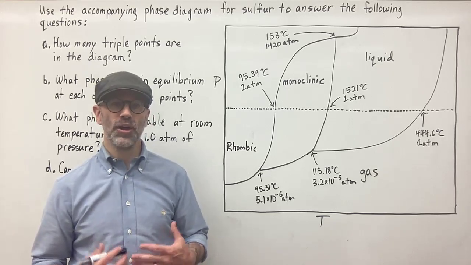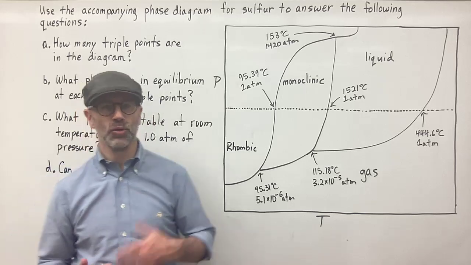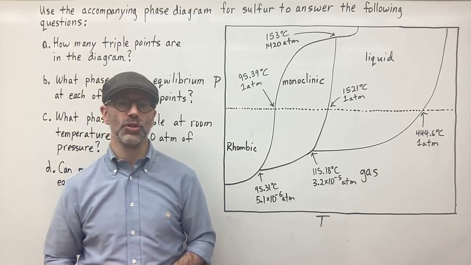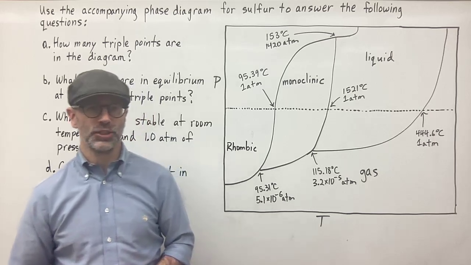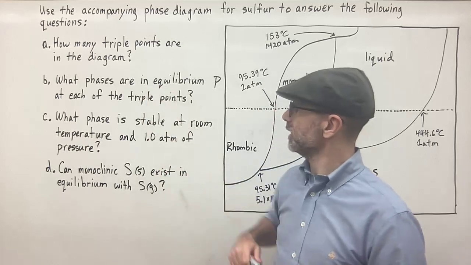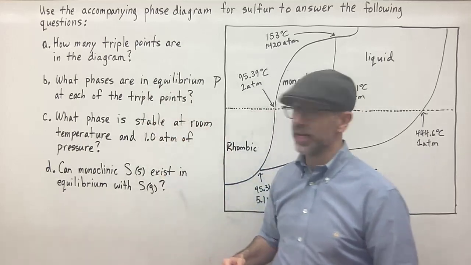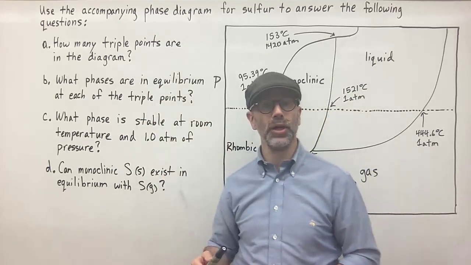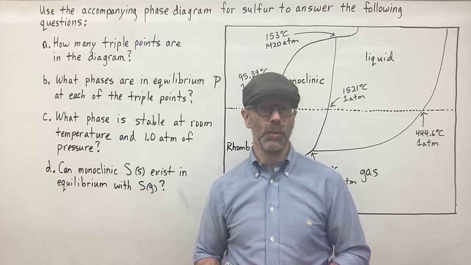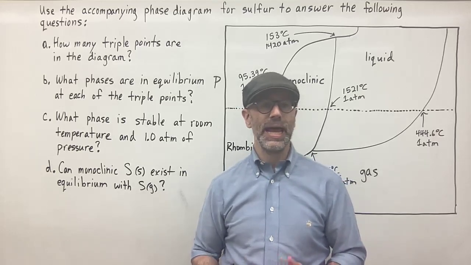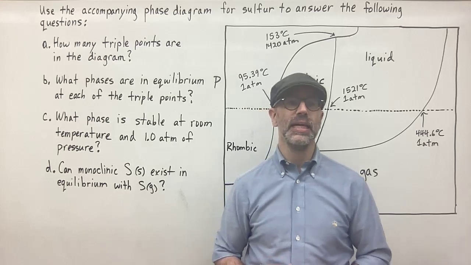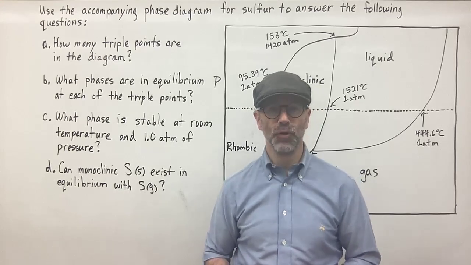Okay, so for this video, what we're asked to do is use the accompanying phase diagram for sulfur to answer the following questions. So here are the questions. How many triple points are in the diagram? What phases are in equilibrium at each of these triple points? What phase is stable at room temperature and 1.0 atmospheres of pressure? And can monoclinic sulfur solid exist in equilibrium with sulfur gas?